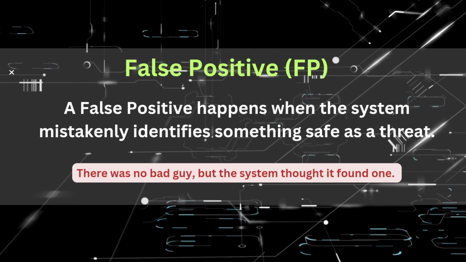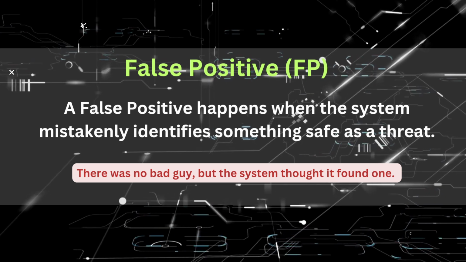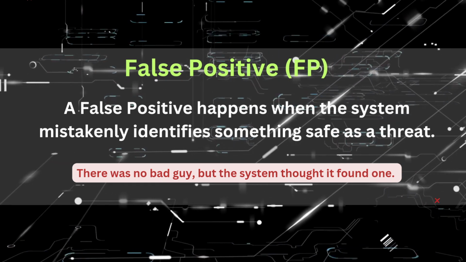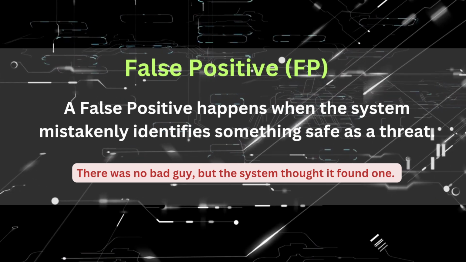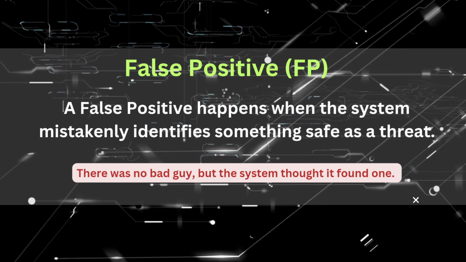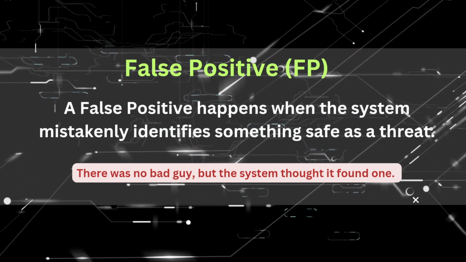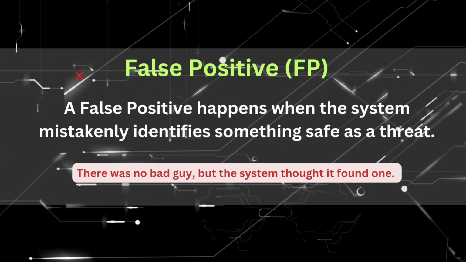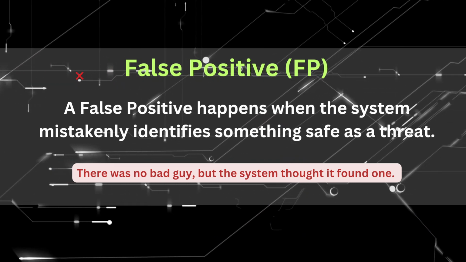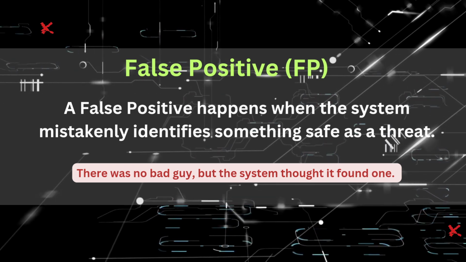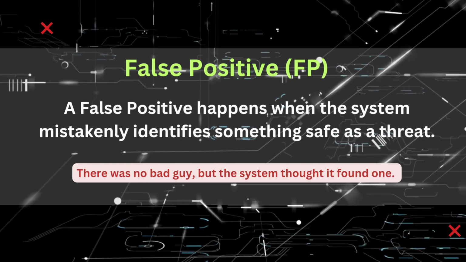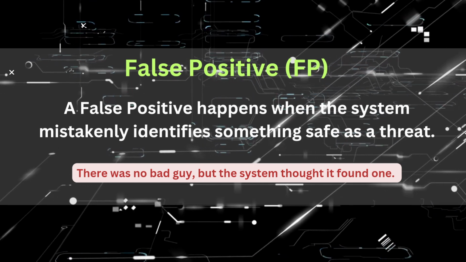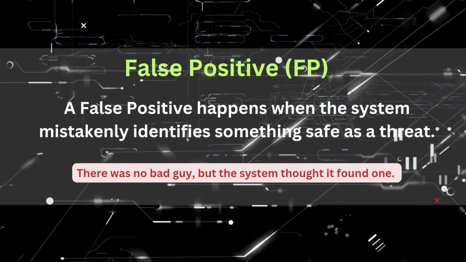Third one is false positive. This happens when the system incorrectly thinks something is a threat when it's actually not a threat. Imagine your security system detects a harmless file and says this file looks suspicious, maybe it's malware. You get an alert, but when you check it, the file is perfectly safe. This is a false positive. The system raised an alarm, but it was a mistake. The file was actually harmless.